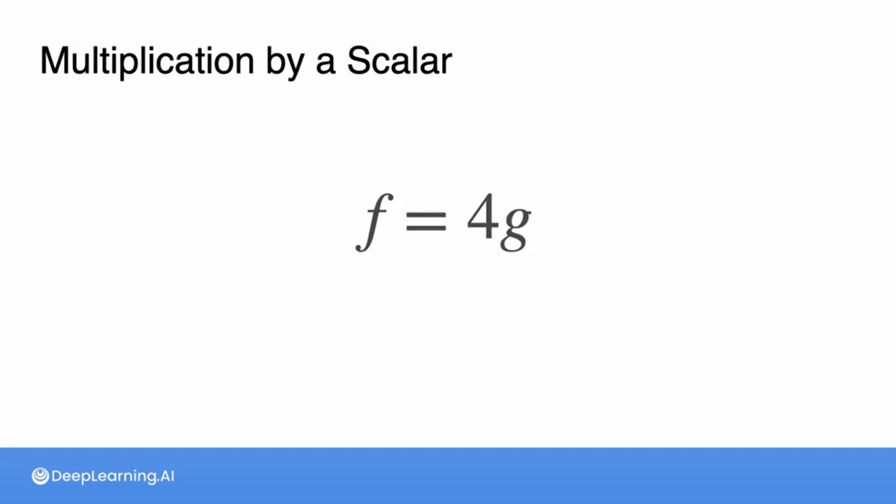Let's say you have a function f and it's 4 times a function g. If you want to take the derivative of f, that means it's just going to be 4 times the derivative of g. And that works for every value of 4. So if it's actually a constant c, can be any constant, then if f is equal to c times g, then f prime is equal to c times g prime. Let's take a look at why this happens.